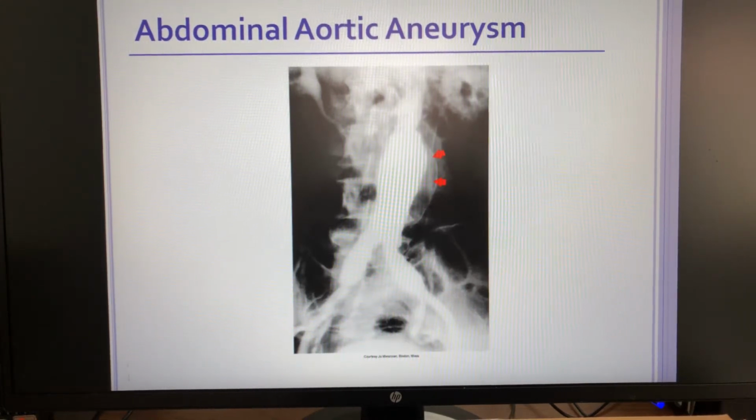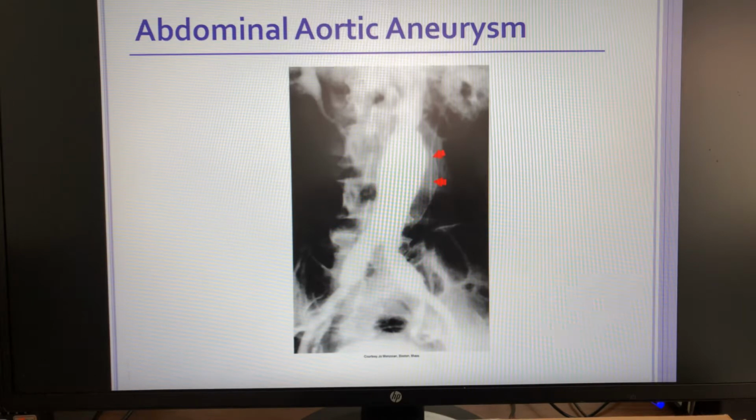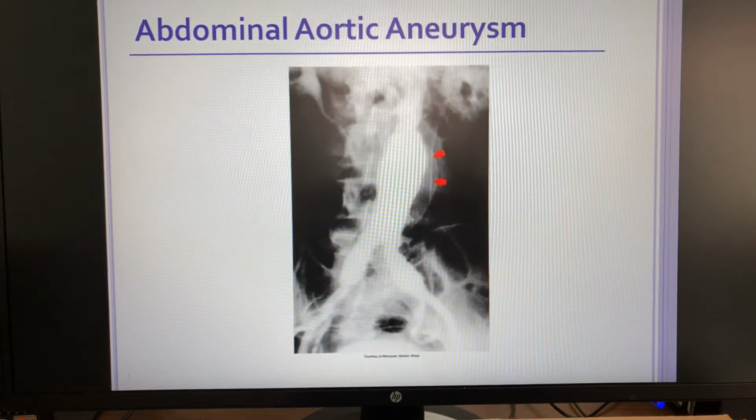Okay, sorry about that. That's what I don't like about using my cell phone trying to do this. I have not found a better way as of yet.